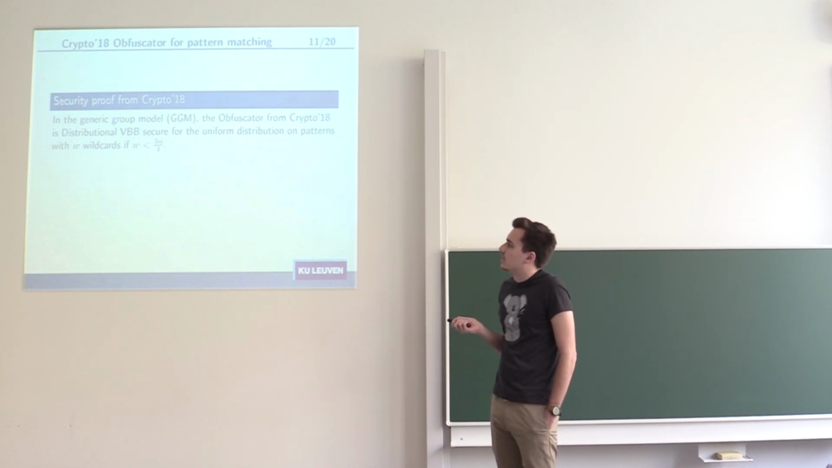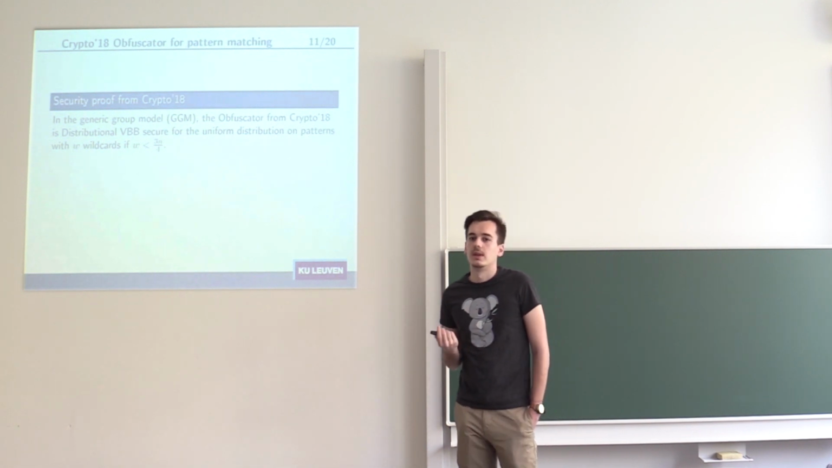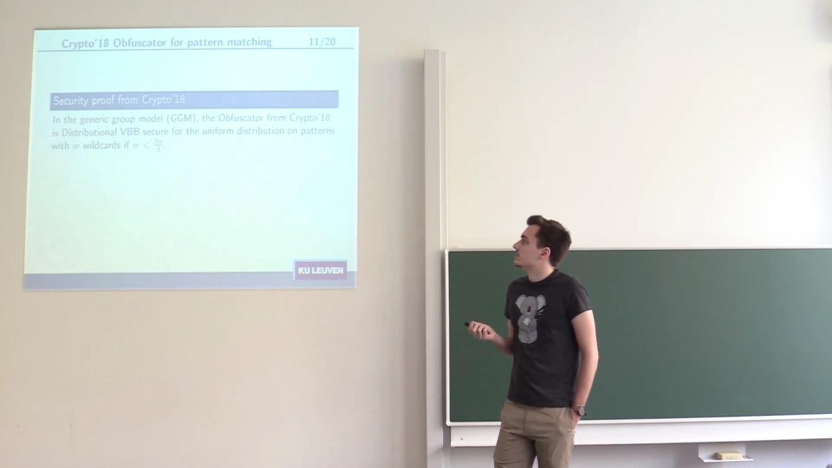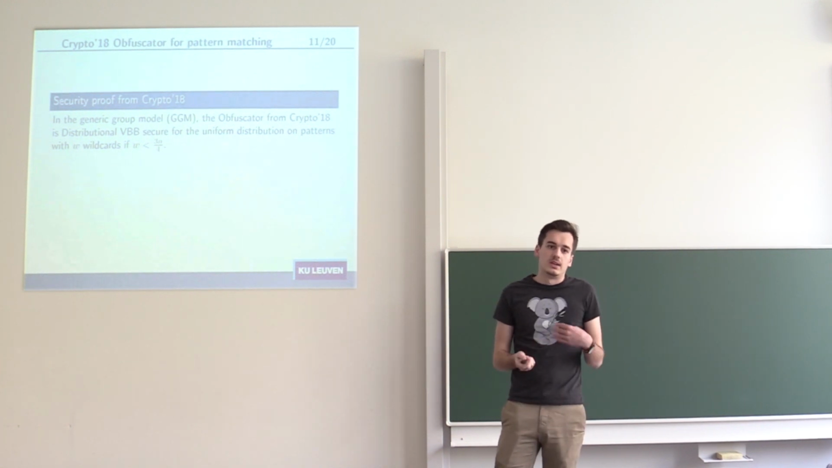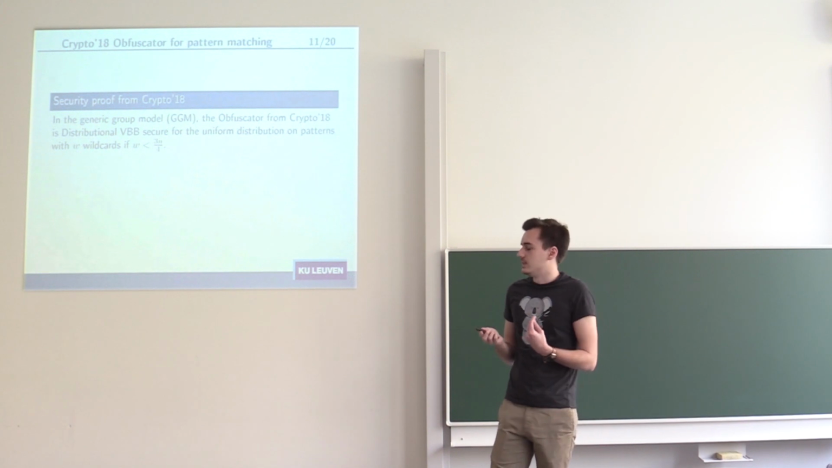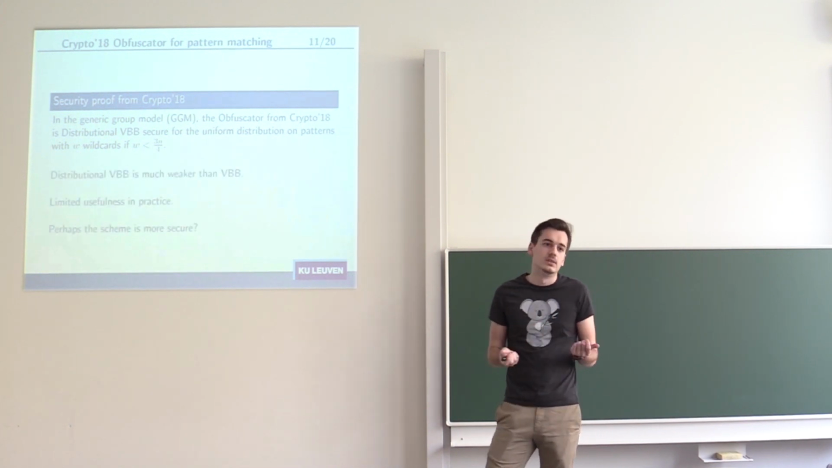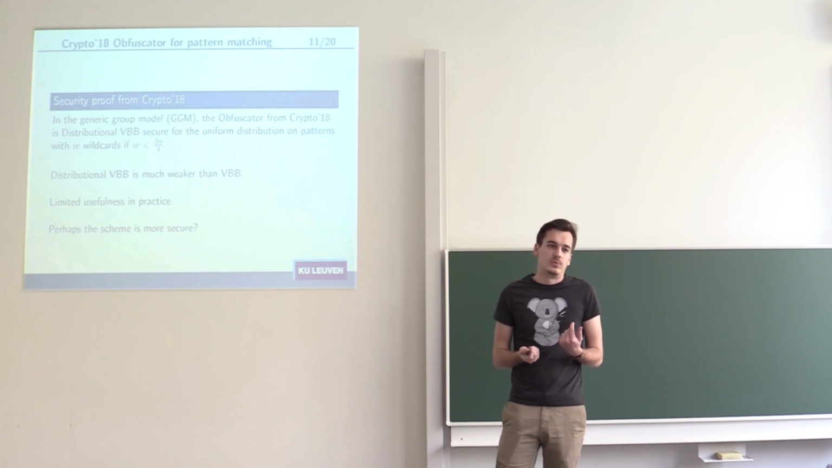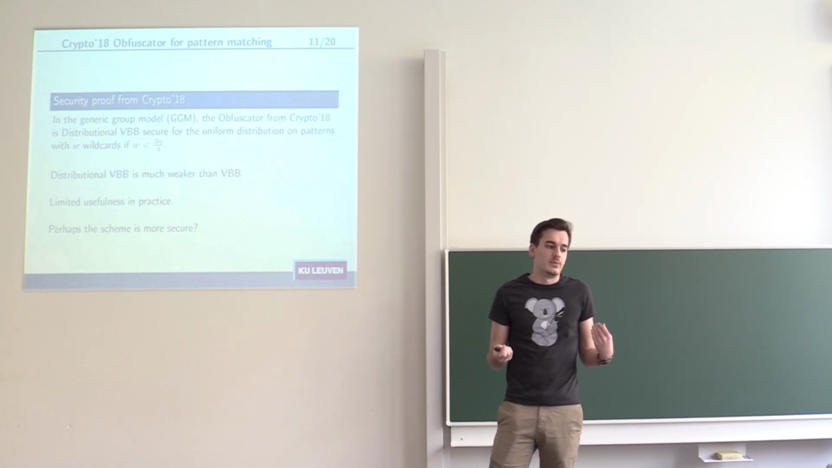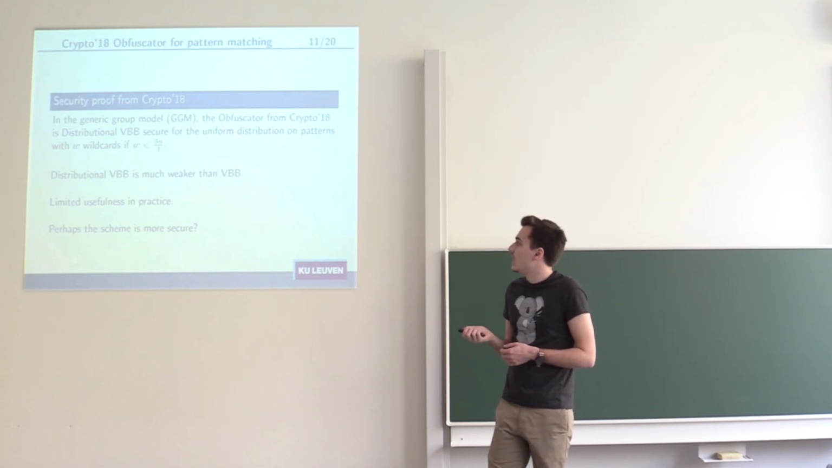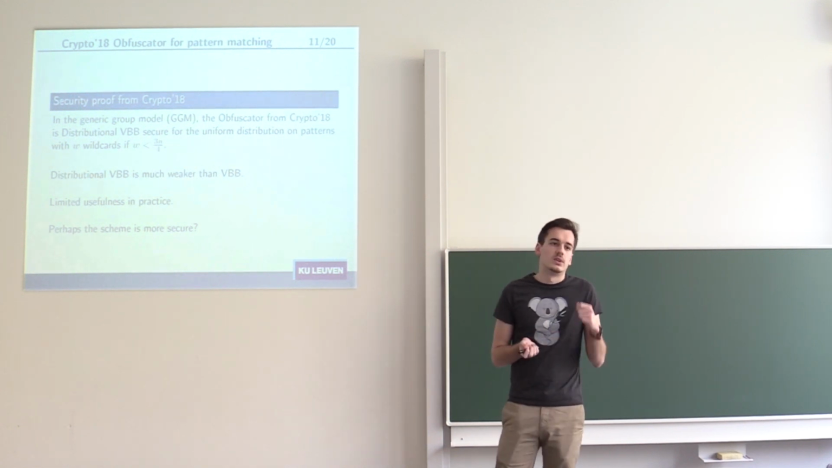And what they prove is something called distributional virtual black box security. Basically, it is like virtual black box security: it doesn't reveal anything beyond black box access, but only if the inputs are sampled from some certain distribution. So this is a much weaker statement than real virtual black box. And it's also not useful in practice, because in practice you're going to obfuscate some program that's useful for you, and not just some program that you sampled from some distribution. And they prove it for the uniform distribution of patterns with a fixed amount of wildcards.